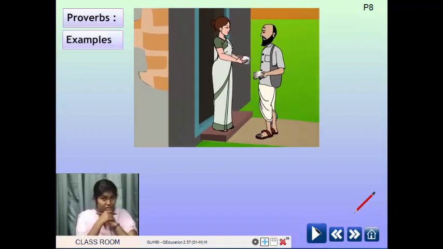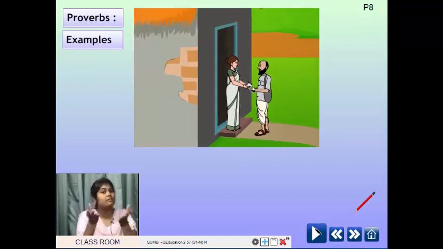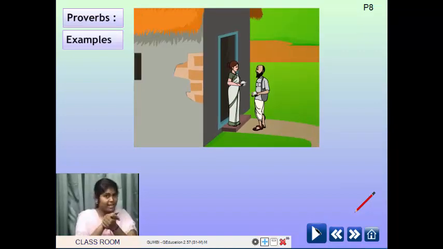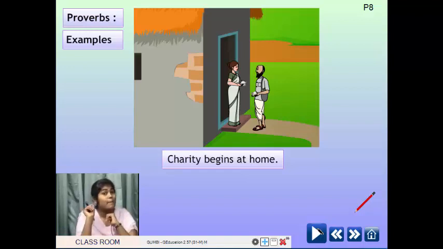What do you see in the picture? A woman is giving some food to a person, right? Oh, that person has come to ask for some food. And this woman is giving it to him. The first proverb is, charity begins at home. Repeat the proverb, children. Charity begins at home. We'll find out later. Now we will look at the examples. Remember this.